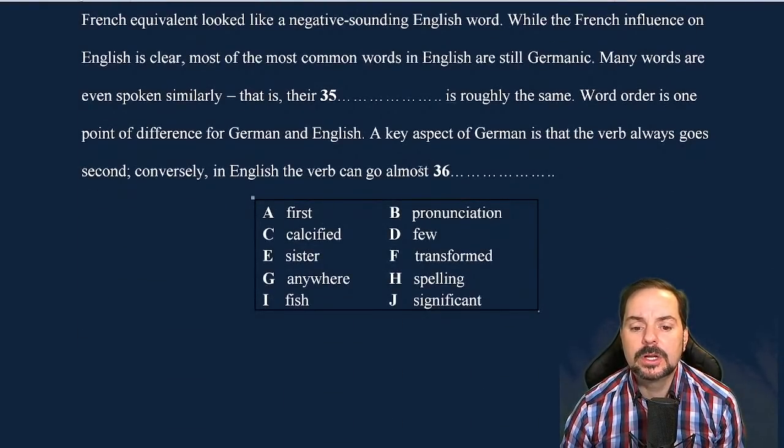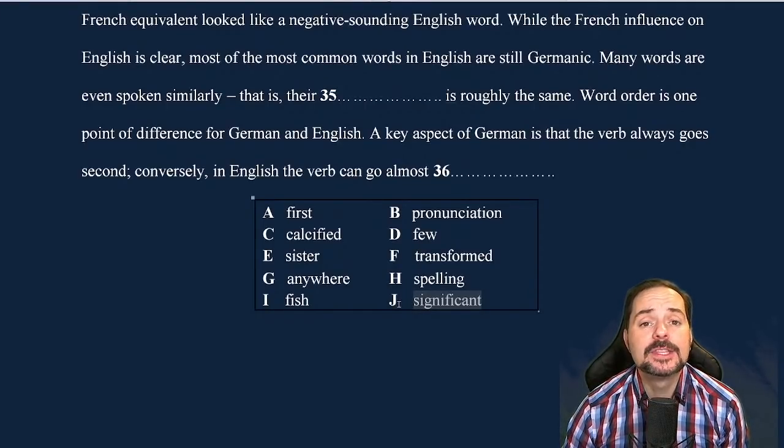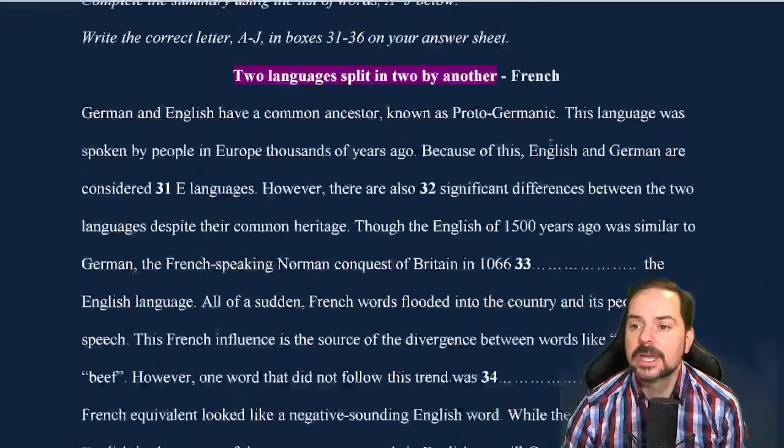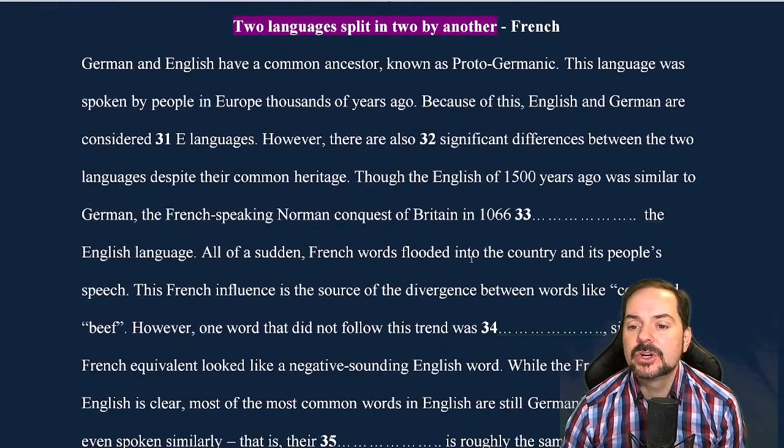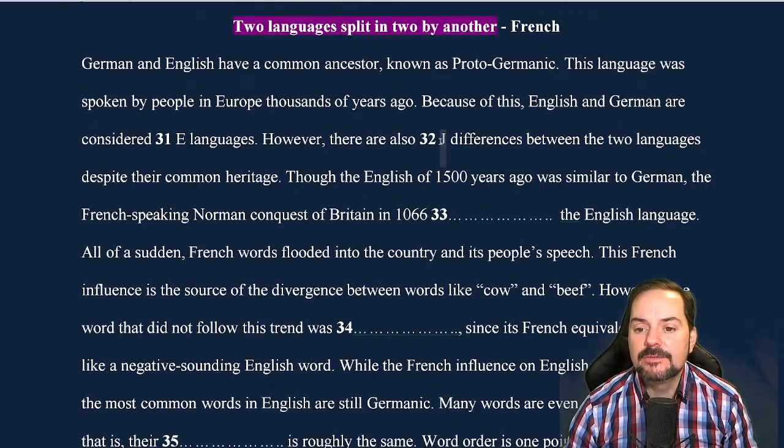And again, I look at this. First, calcified, sister, anywhere, fish, pronunciation, few, transformed, spelling, and significant. Now, when you have a word match like we have right now, then you know that's got to be the right answer, okay? So the answer here would be J. Okay, significant differences. And here it's E.